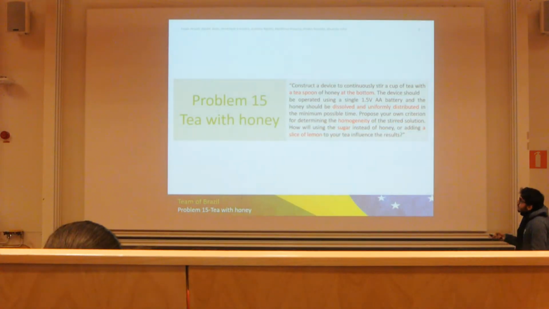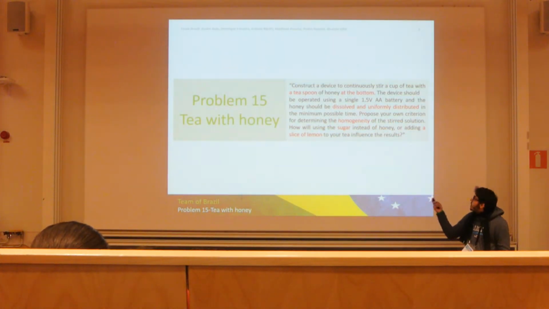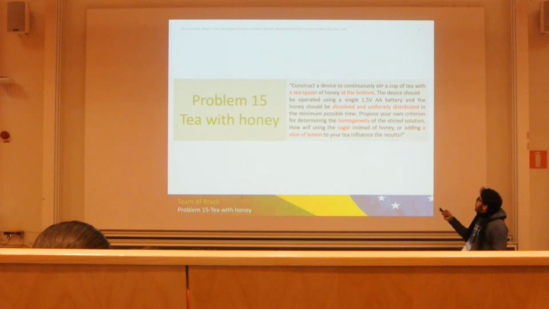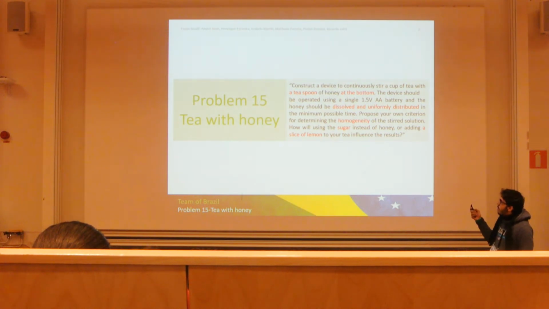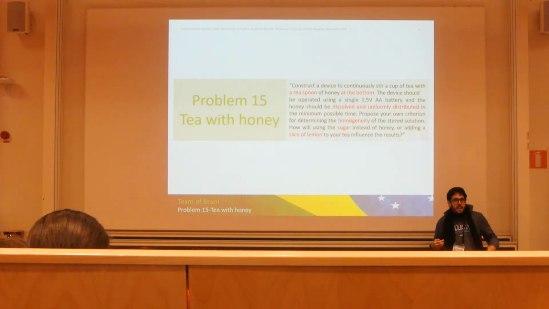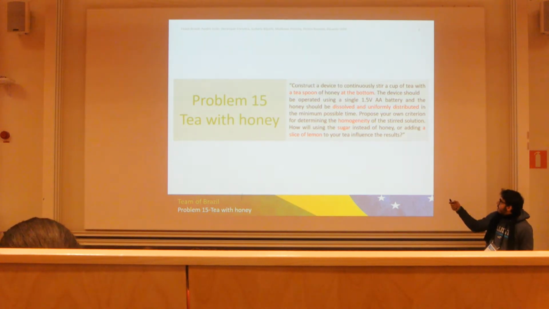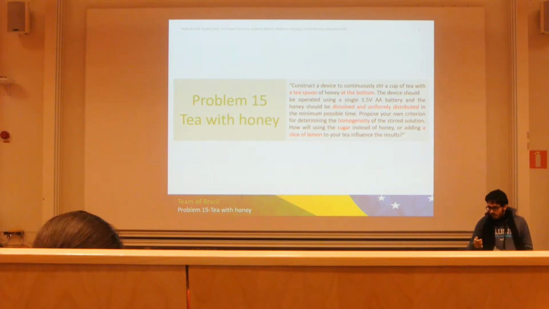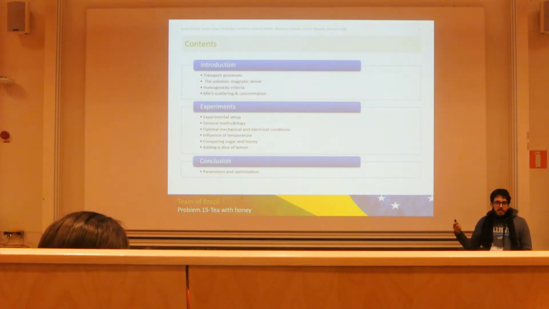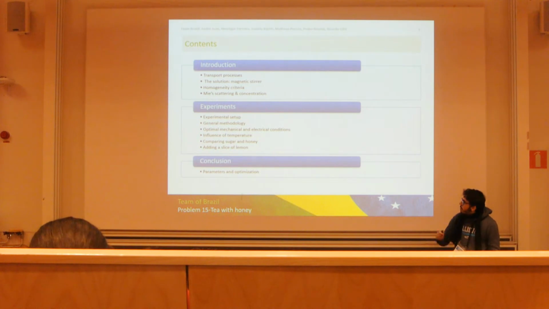So the problem asks us to construct a device that continuously stirs a cup of tea with a teaspoon of honey at the bottom, and then to discover when it will be uniformly distributed and dissolved, and also to determine the homogeneity of the system, and to make variations such as adding sugars and honey or a slice of lemon, for example. So I'll start with an introduction, then make some experiments, and then make a conclusion.